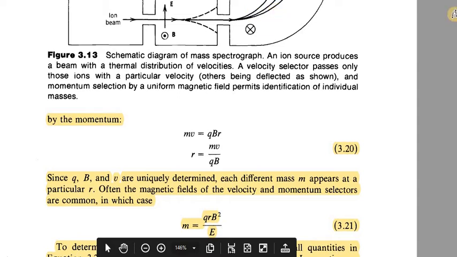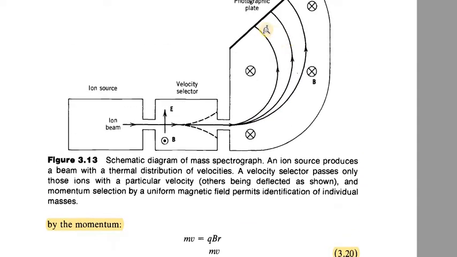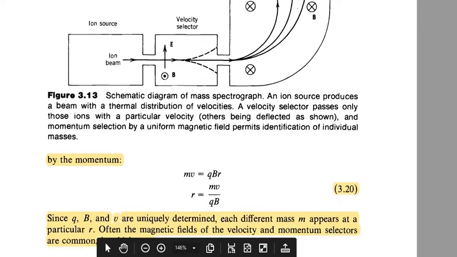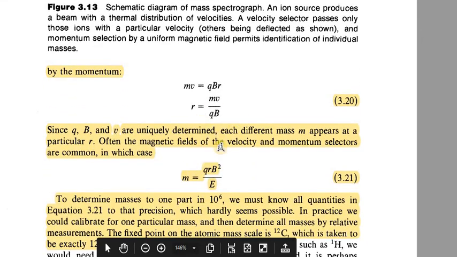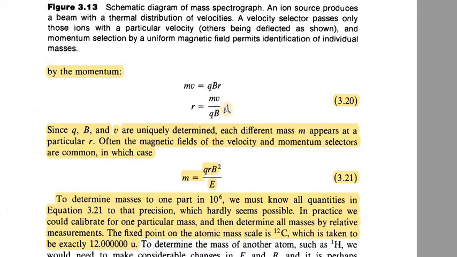The radius of this circular motion you can find as r equals mv by qB. Again, the circular path is defined by the mass of the ions, for which we are finding the mass, and the velocity is again controlled by the magnetic field and electric field. Here the radius depends on the mass, velocity and qB.